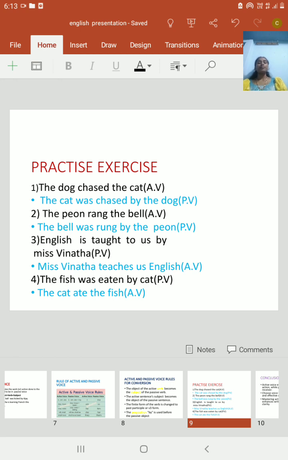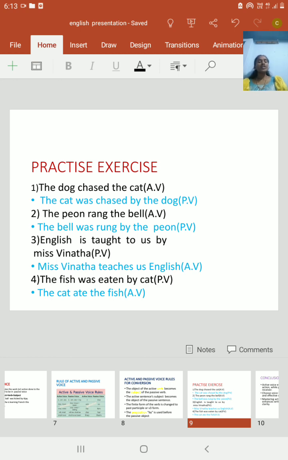Next, the peon rang the bell. This is the active voice. We have to change it into passive voice. The bell was rung by the peon. Another example: English is taught to us by Miss Vinita. This is the passive voice.